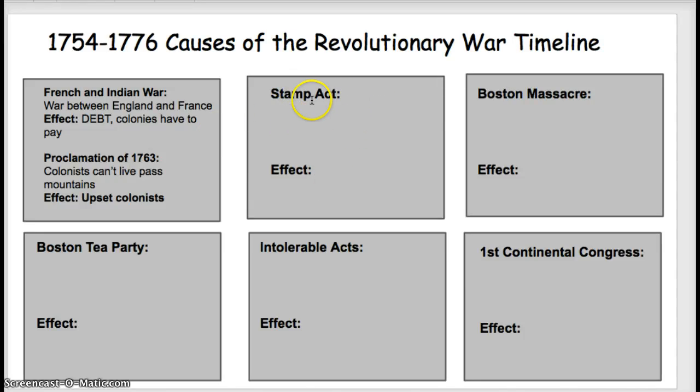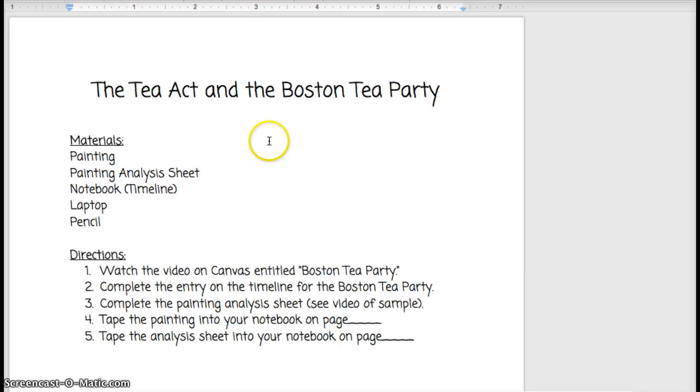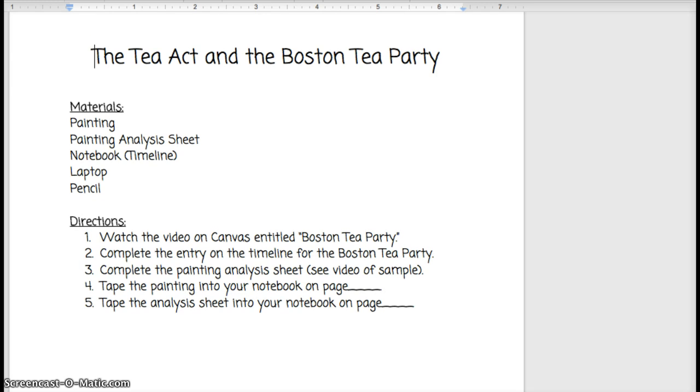So when you learn about the Stamp Act, you will give me an overview of the Stamp Act, and then the effect it had. Why is it so important for us to know about the Stamp Act? All right, so now you can go on to the next activity. Make sure you fill out your timeline and do all the activities that go along with each cause by looking at these sheets that I made for you. Okay, have fun.